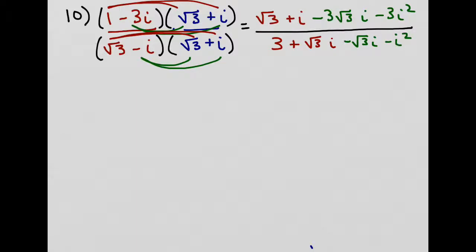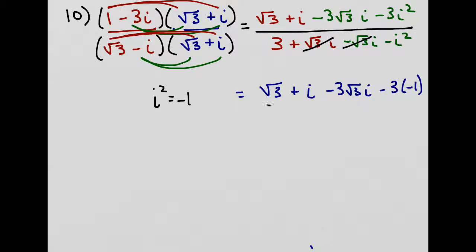Now once again, those center terms fall away. And we can use the fact that i squared equals negative 1 to simplify this some more. So I'm going to have the square root of 3 plus i minus 3 square roots of 3i minus 3 times negative 1. On the bottom, I'm going to have 3 minus, oh, I forgot to replace that there, 3 minus negative 1.